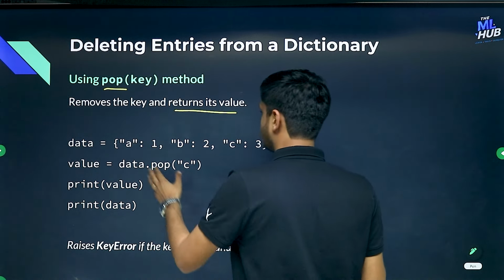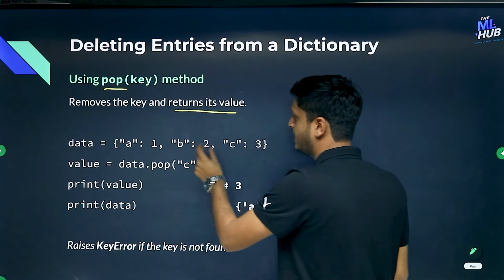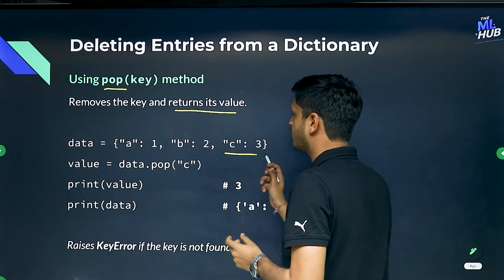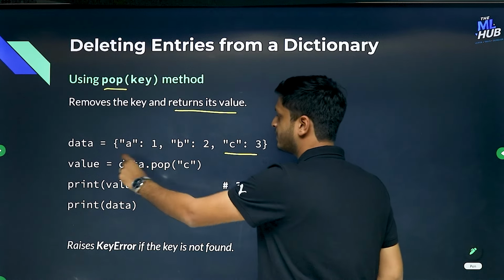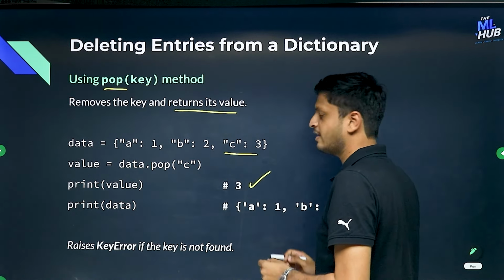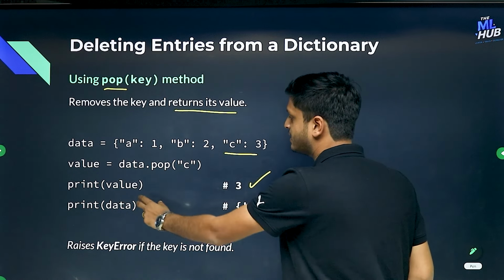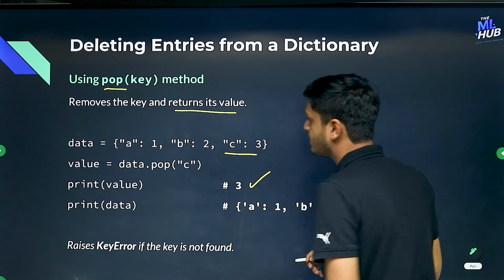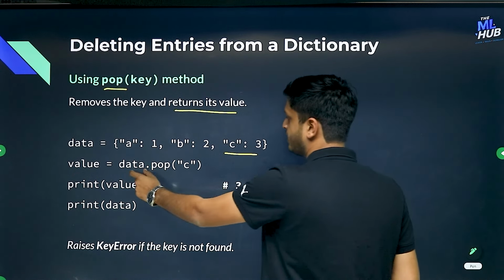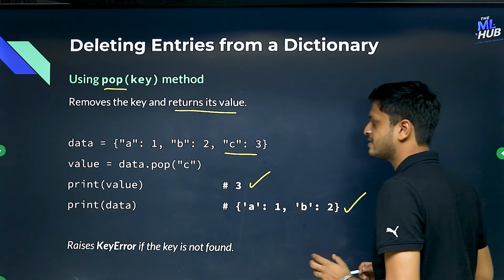So same concept, if we have a dictionary containing A1, B2 and C3, if I just do data.pop(C), this key value pair will be deleted and the value will be returned. So 3 will be stored in the variable value. You can print it and 3 will be printed. And if you print the data, which means the dictionary now, you will just see A1 and B2. So you can use it on dictionary directly, dictionary.pop, and then you can pass the key.